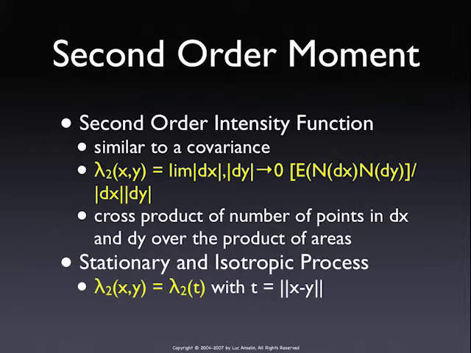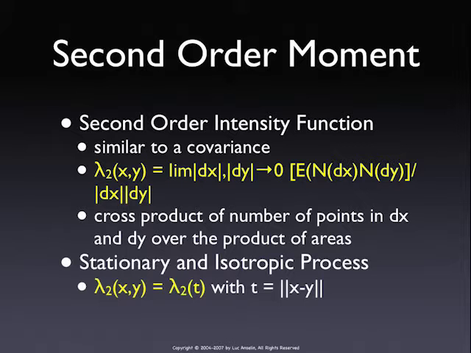Isotropic processes, direction doesn't matter either. So isotropic, it's only distance that matters. So it's not 2 miles at 45 degrees versus 2 miles at 90 degrees. They might be different, but when it's isotropic, they're all the same. So the only thing that matters is the distance.